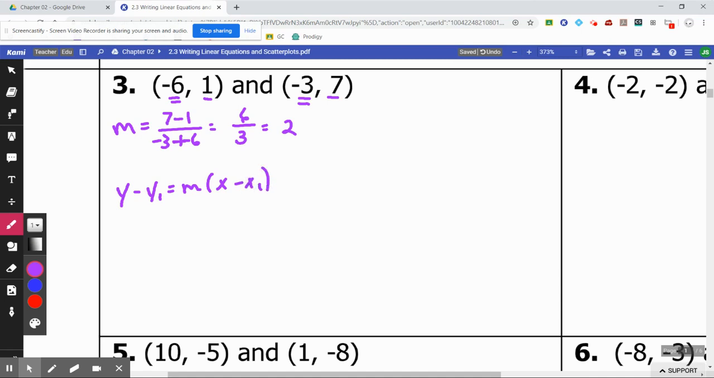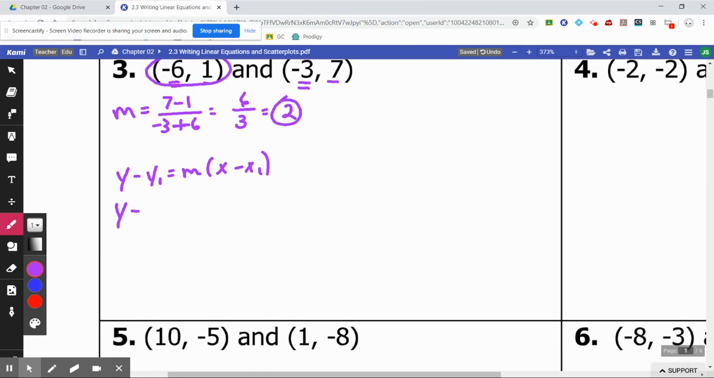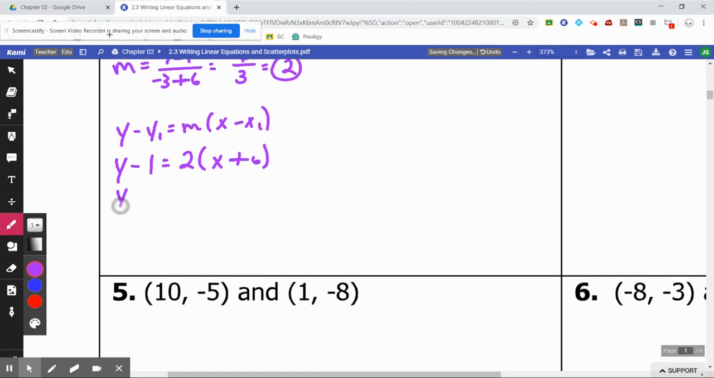Once you have your slope, you now have y minus y1 equals m parentheses x minus x1. Plug in the cleanest one. Plug in the simplest one. It doesn't matter. We'll plug in this one along with our m. So you now have y minus y1 equals m parentheses x minus x1, which is negative 6. Minus minus is plus. Distributive property would be y minus 1 equals 2x plus 12. To get rid of the minus 1, we're going to add 1, and you get y equals 2x plus 13.